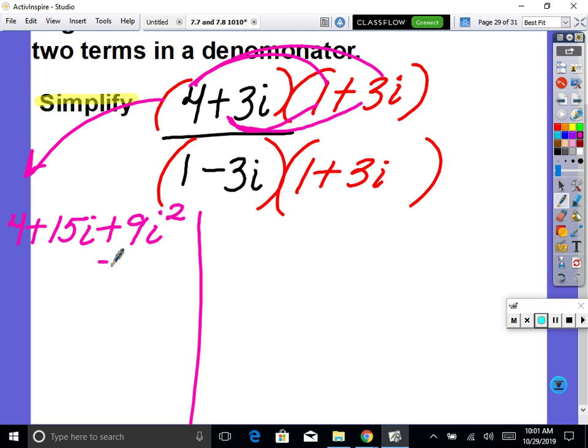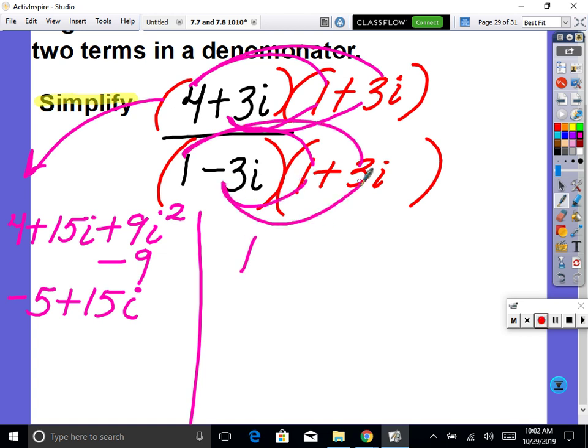So that's actually minus 9. Negative 9 plus 4 is negative 5, and then we have plus 15i. That's our top. Let's do our bottom. 1 times 1 is 1. Plus 3i minus 3i cancels out because that's what conjugates do. Minus 9i squared. So that's actually plus 9. 1 plus 9 is 10.